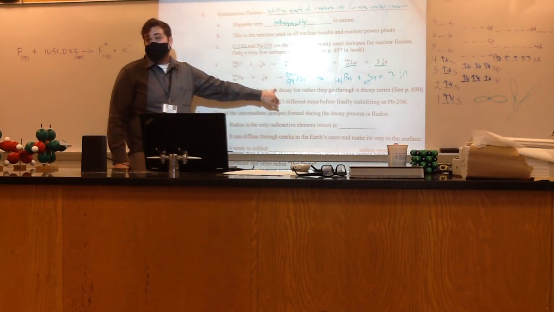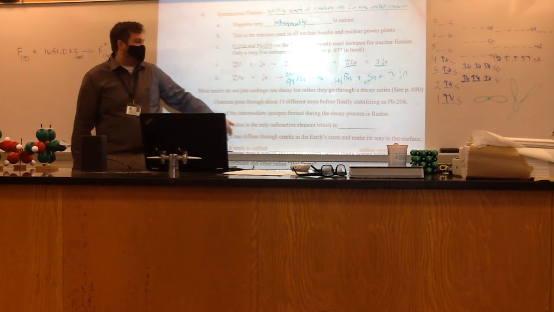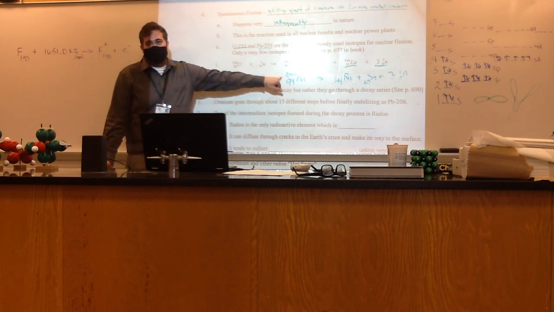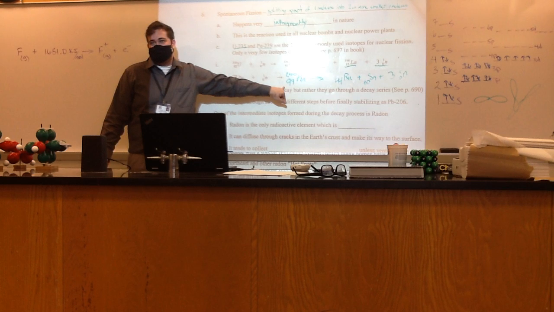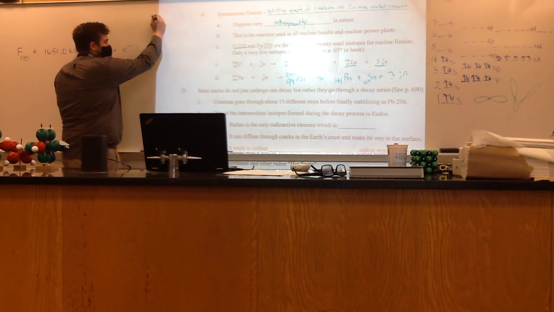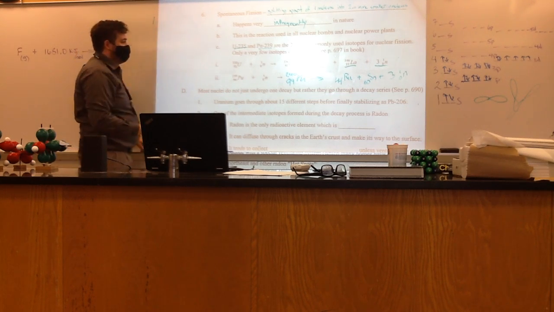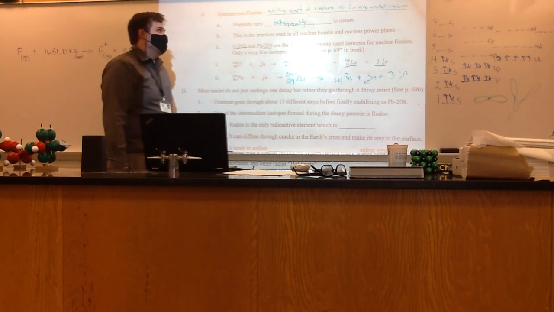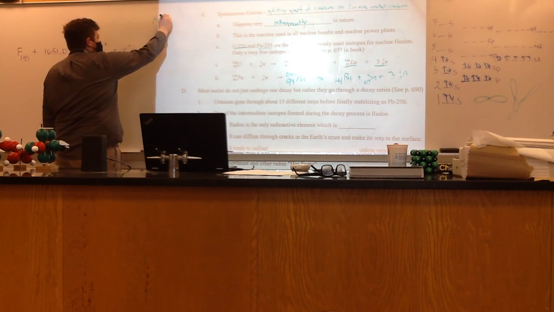19. Wait, I'm so confused. We have a 240 mass number, right? So how many neutrons does this have, if we got 94 atomic number? 146. I'm confused on why you would add it.